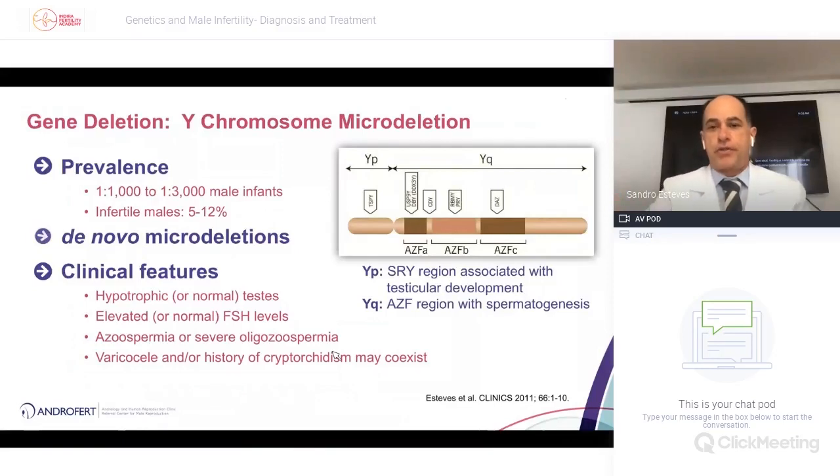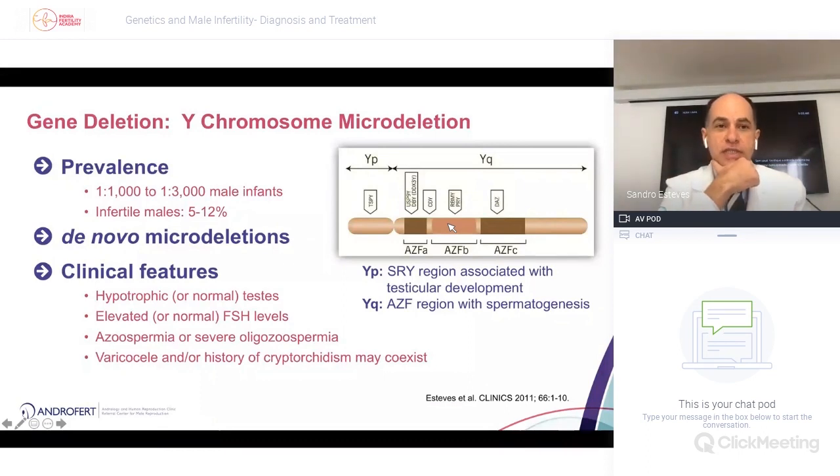So as you see in the picture, in the long arm of the Y chromosome, we have 3 important AZF regions. We have AZFa, in which we will find some important genes, AZFb, which is larger, with more genes, and then AZFc. These are the 3 most important regions we'll be discussing later on during this talk.